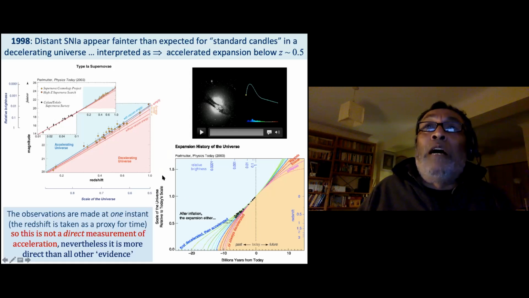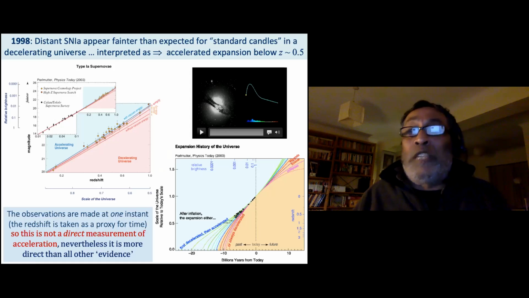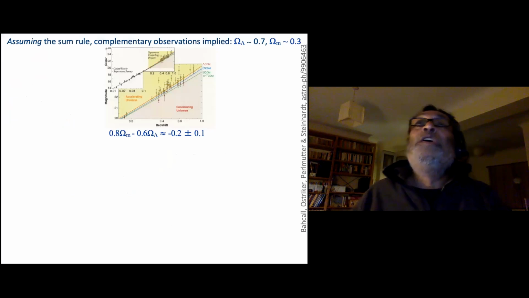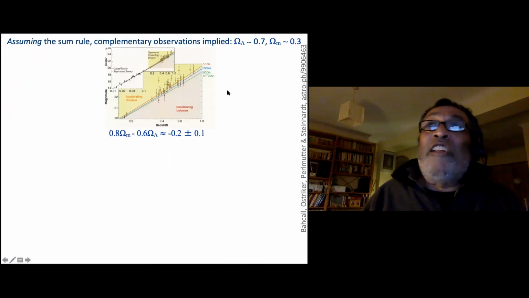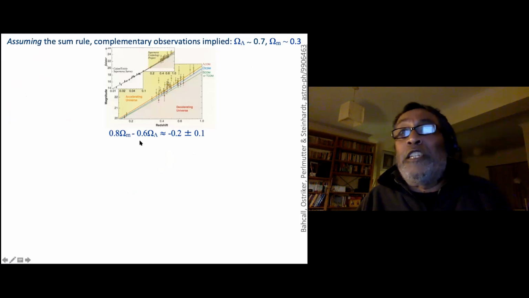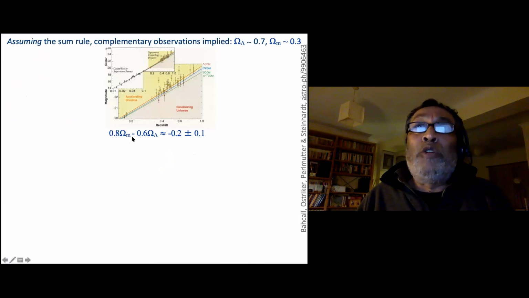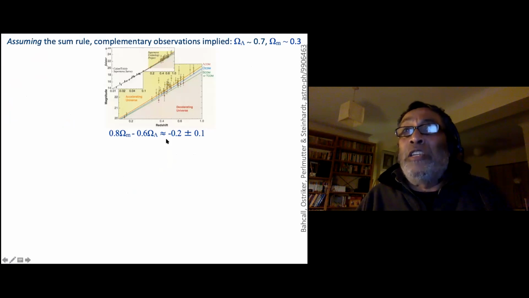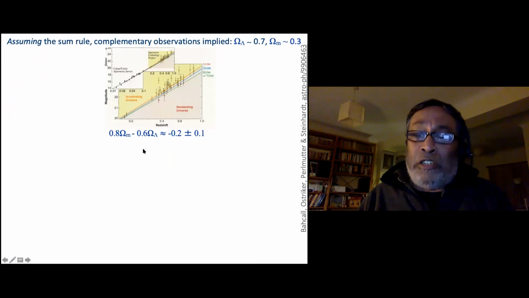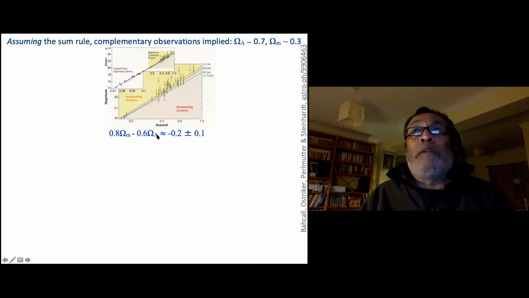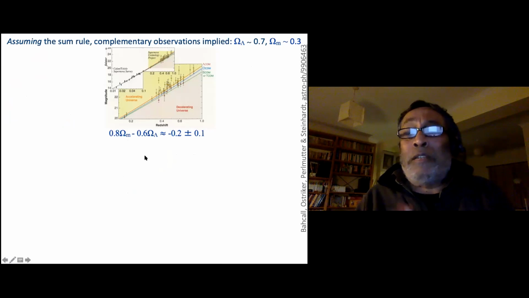So we have come to therefore believe, and this was given a Nobel Prize, so it better be true, that the expansion rate is accelerating. And what that actually tells you quantitatively is this relationship between the matter energy density and lambda, that this difference is minus, which means that lambda is bigger than matter. Okay. In fact, omega lambda is something like 0.7, omega matter is something like 0.3.